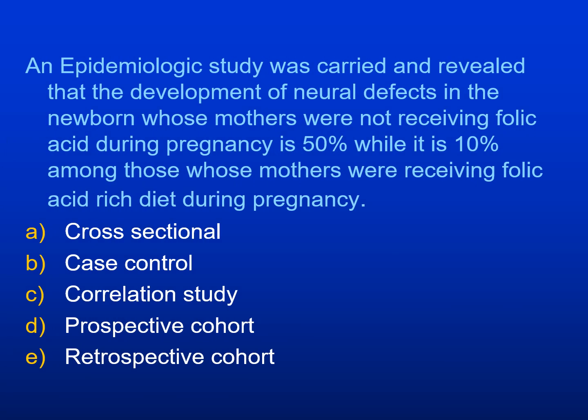An epidemiological study was carried out and revealed that the development of neural defects in newborns whose mothers were not receiving folic acid during pregnancy is 50%, while it is 10% among those whose mothers were receiving a folic acid rich diet during pregnancy. So this study is a cross-sectional study, case control, correlation, prospective or retrospective?